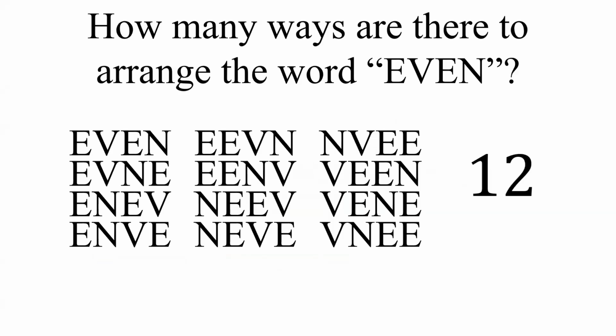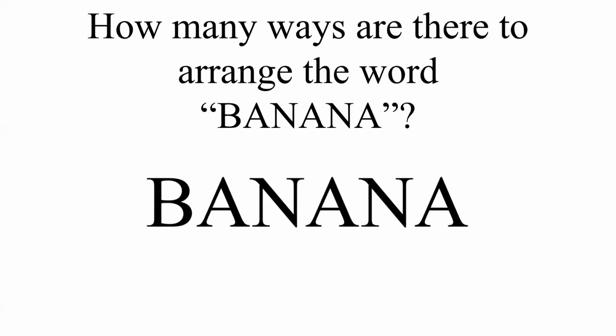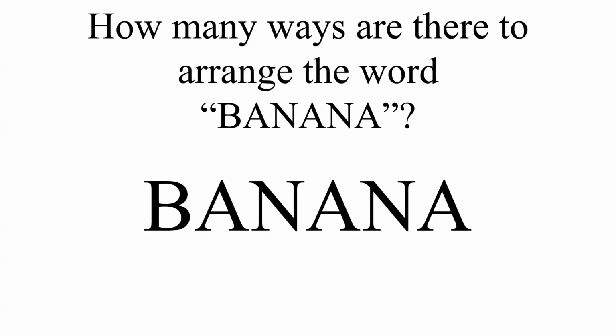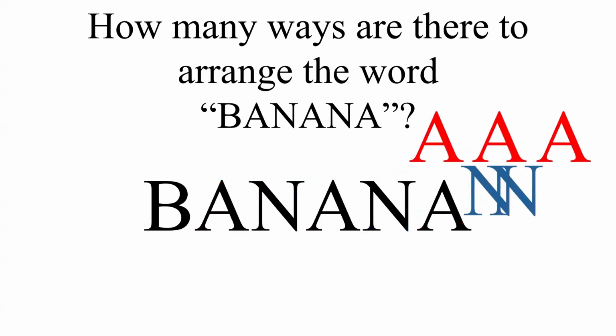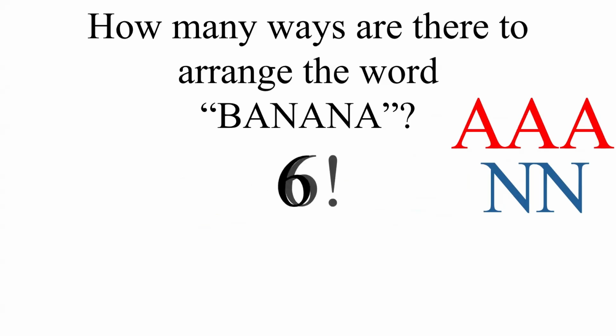If you don't believe me, try it for yourself. Let's try again. How many ways are there to arrange the word banana? Well, let's check for repeating letters. We have 3 A's and 2 N's. We just have to set them aside for a while, and let's continue. How many letters are there? There are 6 letters. So, 6 factorial.